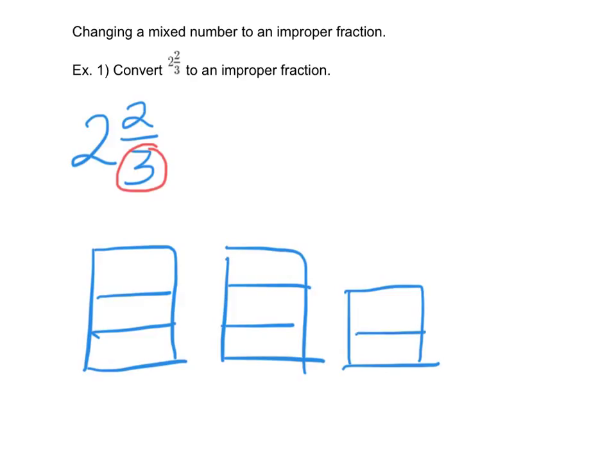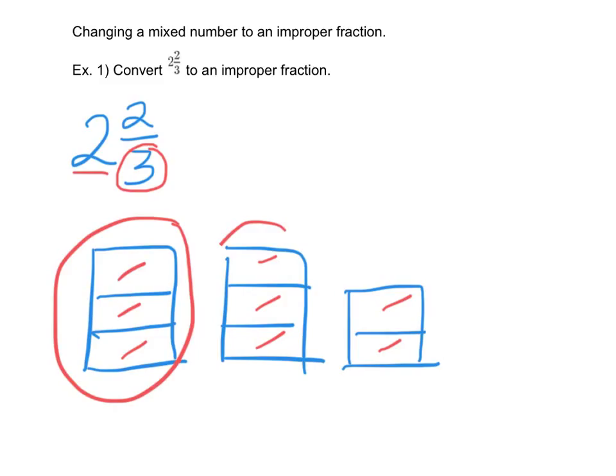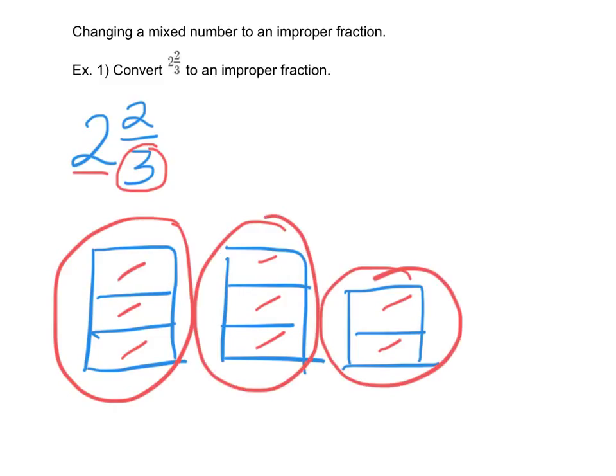I'm going to erase this. So what we're asking is, how many thirds do I have in total? Well, 1, 2, 3, 4, 5, 6, 7, 8 is the answer. Because look, I have two full things, which is what my whole number represents. And then I have 2/3 of a full thing as well. So two full things make 6/3, and the 2/3 that we have extra makes 8/3.